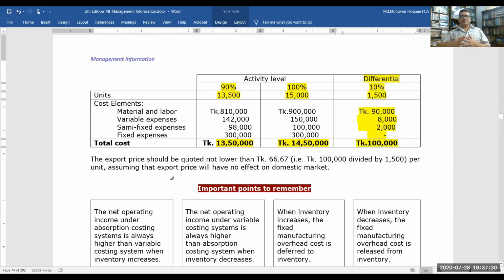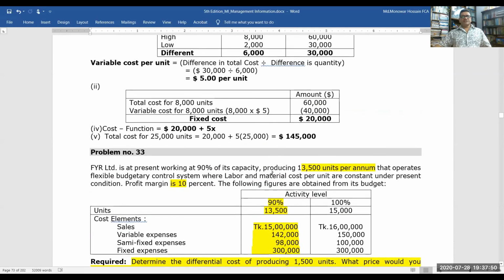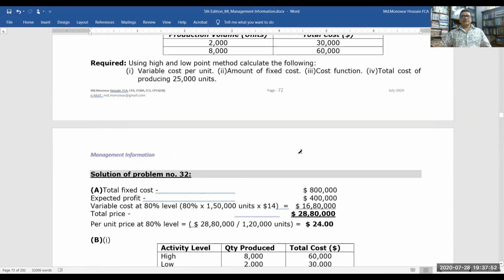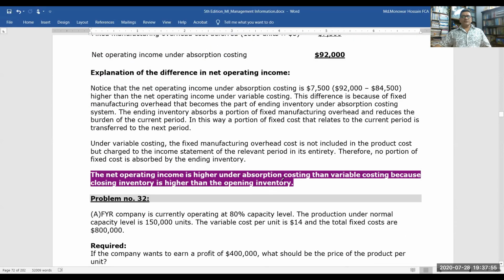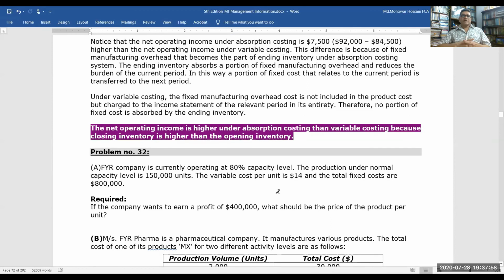The export price would be quoted not lower than 66.67, because 1 lakh divided by 1,500 gives 66.66, assuming the export price will have no effect on the domestic market. So it is a decision-making question, and this type of question is included here. And net operating income is higher under absorption costing than variable costing, because closing inventory is higher than the opening inventory.